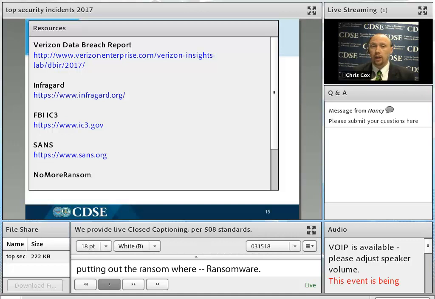Whatever the case may be, there's always that risk. And the only way that you can really get rid of that risk is not to rely on the attacker who does not have your best interests at heart, but to control the data yourself. So backups, backups, backups.